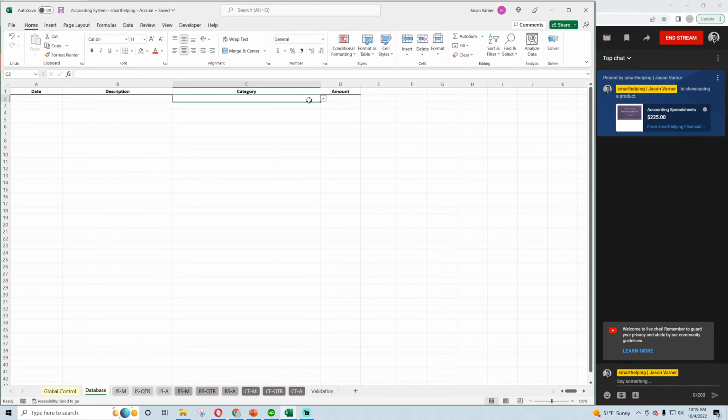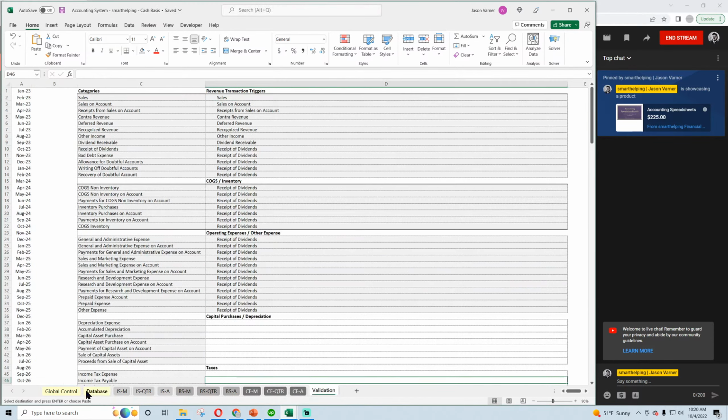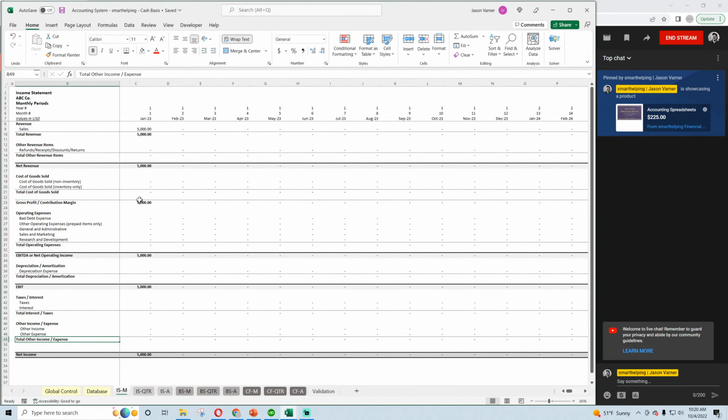All right, so first entry, let's just go right down the line. We have sales, and we'll put made sales in period, 5,000. Now this is actually going to be the same for the cash basis. And all it's saying is we've collected sales in whatever period it was entered, not on account or anything like that.